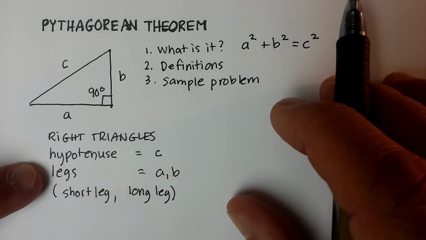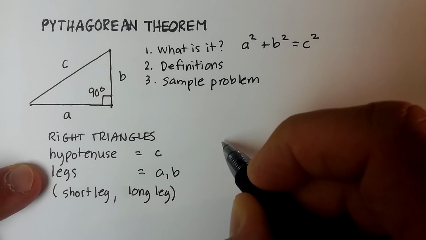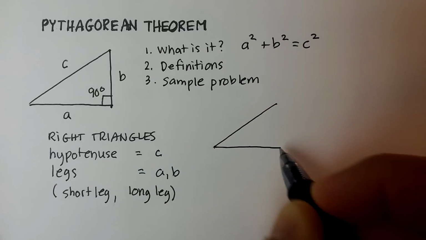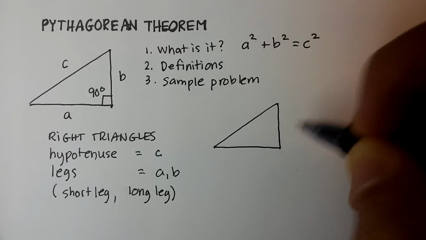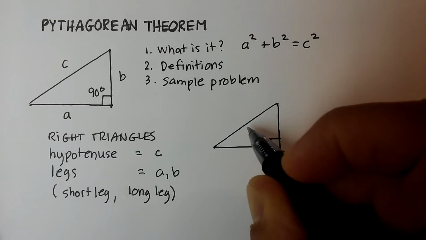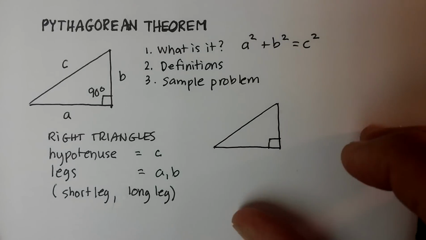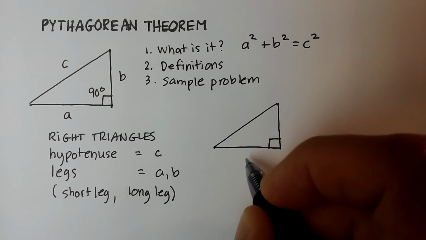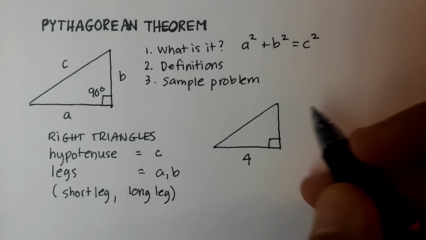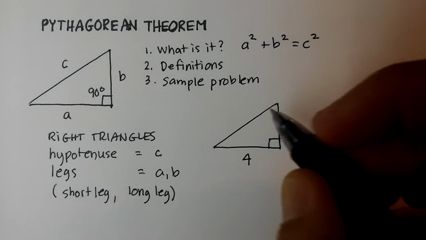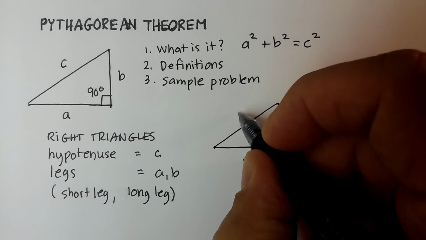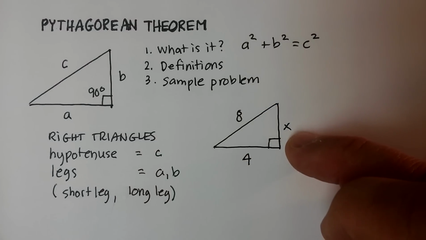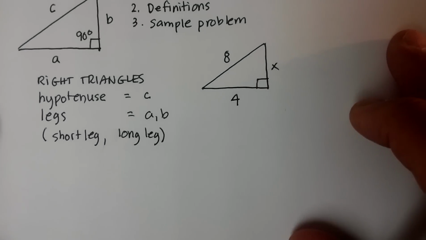Let's do a sample problem. Okay, so let's say, here's my triangle. Remember, it has to be a right triangle. The hypotenuse doesn't have to be up there. It could be down lower. It doesn't make any difference. And let's say I know that this length here is 4. We don't know this length here. And let's say we know that this length up here is 8. Okay? And we want to solve for this length here, x. How could we do that?